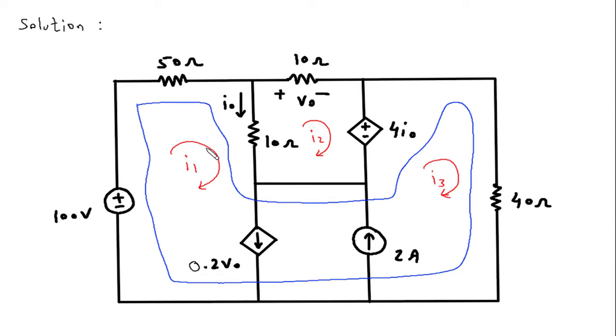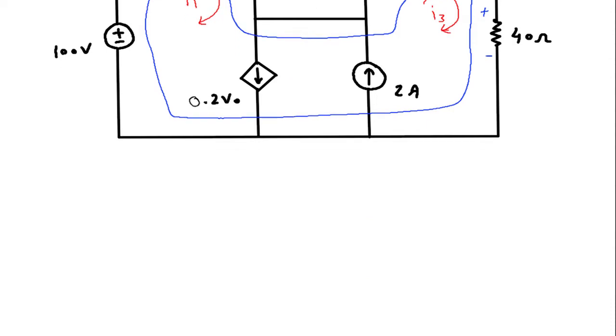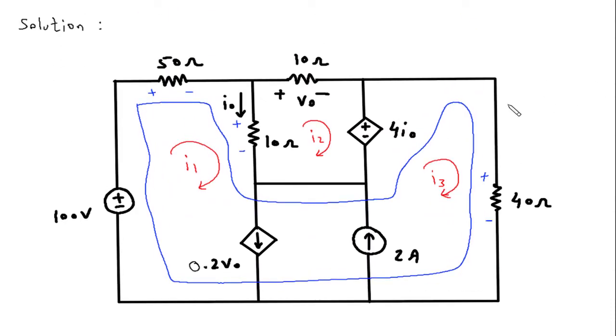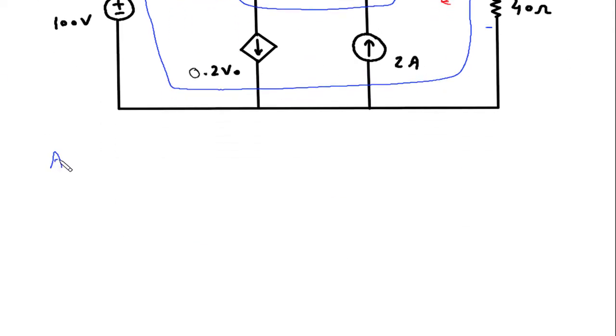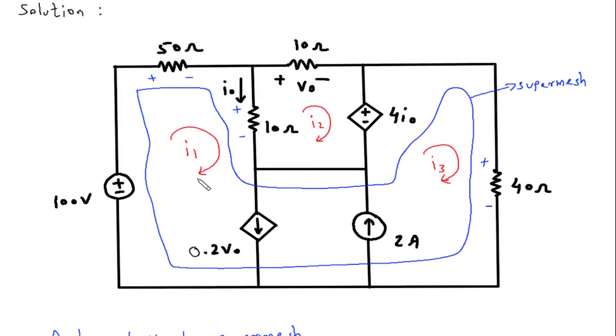Now according to the direction of the current, this will be positive, negative, here this will be positive, negative, here this will be positive, negative. So we will apply KVL to this super mesh. Let's say we will start from here.